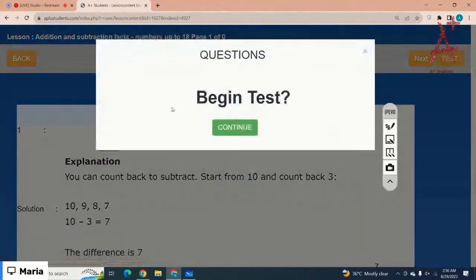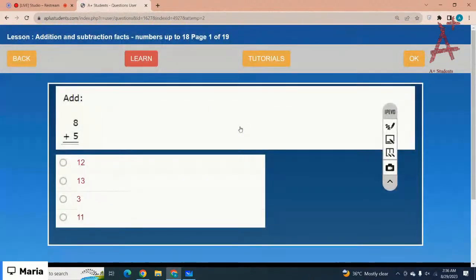Let's just start with the practice questions that are exactly same like we just did. So you have to add or subtract. The first one is 8 plus 5. So 8 plus 5 makes, start with 8 and go forward by 5, right? So 8 plus 5 makes, yes, 8 plus 5 makes 13. So the correct option is 13.